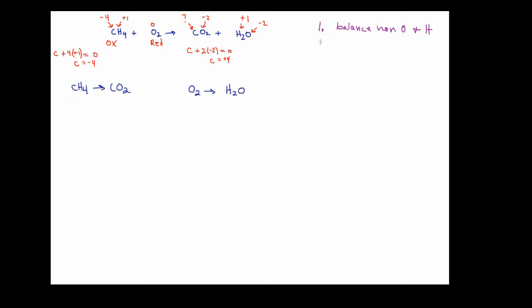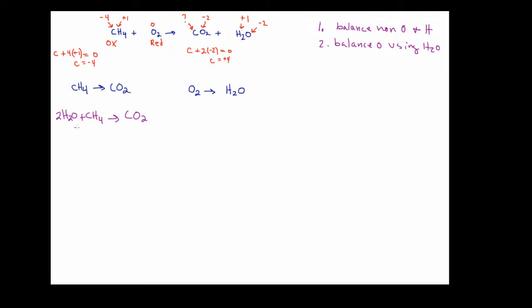The next step will be to balance the O's using H2O. So we've got 2 oxygens on the right side, so over here we're going to add 2 H2O's to the methane to balance the oxygens that are part of the CO2.